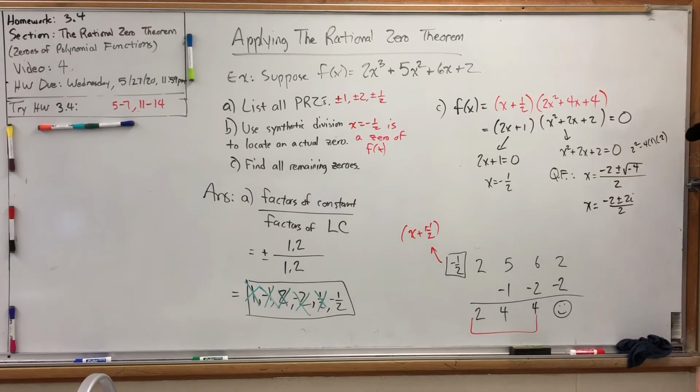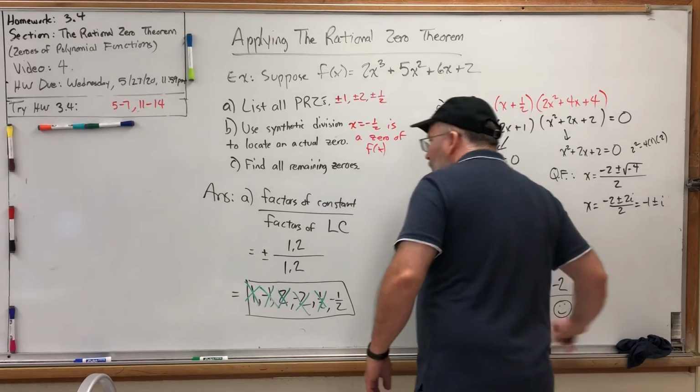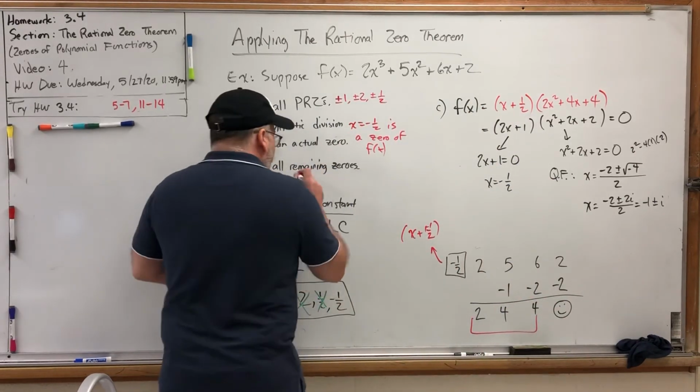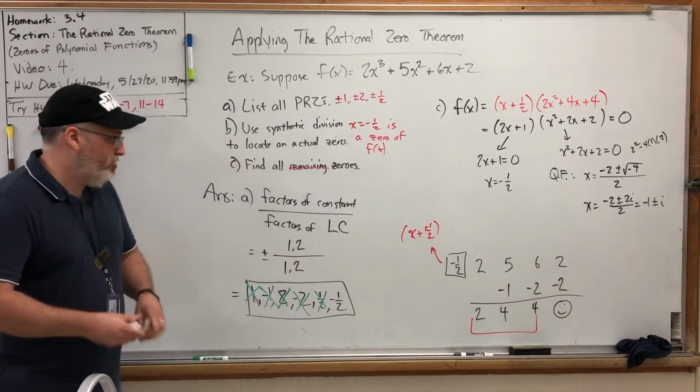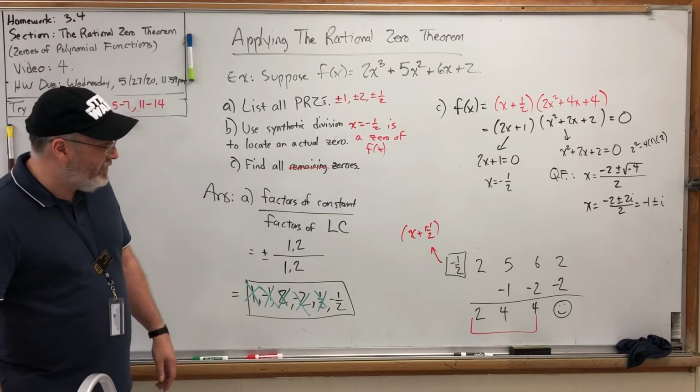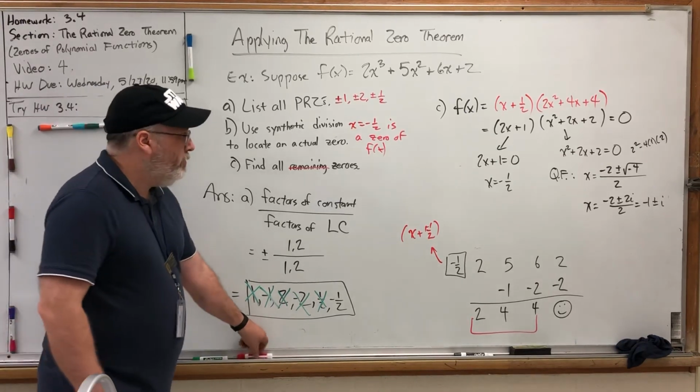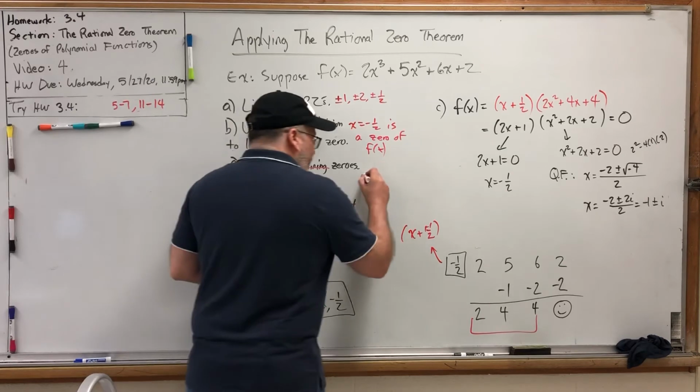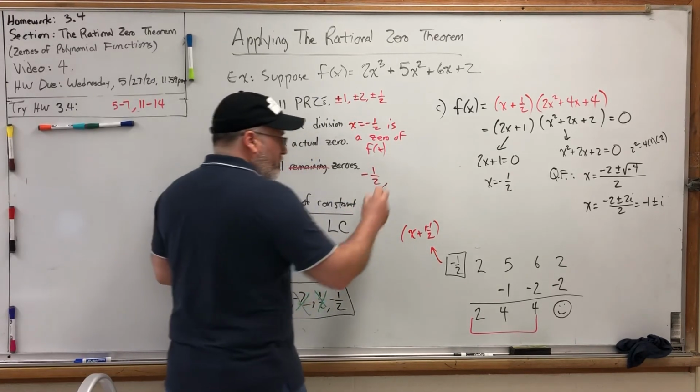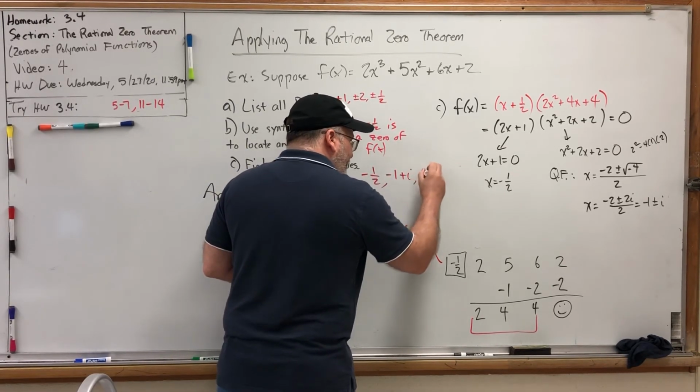Everything is screaming to be reduced, but remember, you can't just reduce part of an addition or subtraction problem. It has to be all of it. Or alternatively, you could split it into 2 fractions and reduce them. Either way, you get -1 plus or minus i. Actually, I'm going to take the word remaining off of this because in the homework, it's not just going to ask for the remaining zeros at the end, it's going to ask you for all of them. So all of the zeros are -1/2, which we found first, -1 plus i, and -1 minus i.